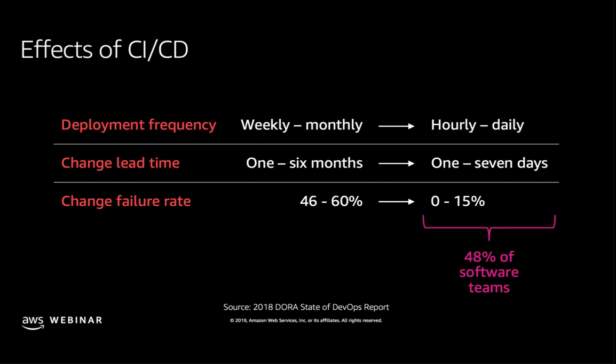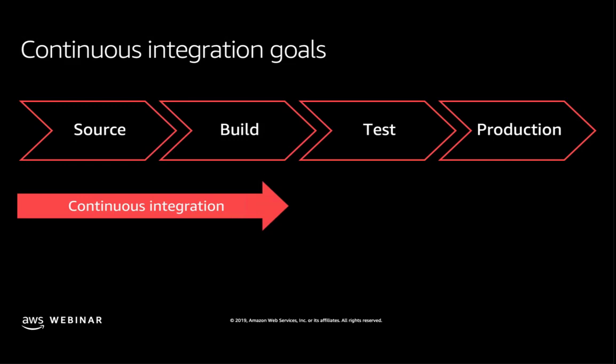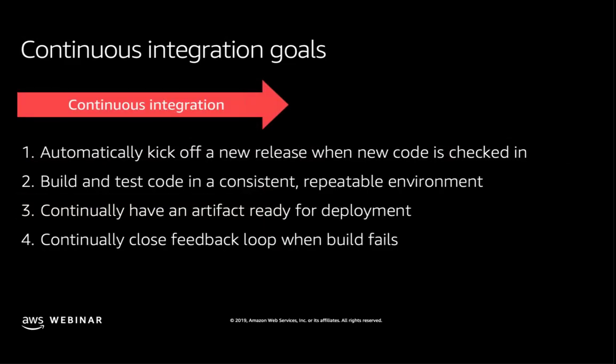So this is something that's real, that adds real value to you. So let's talk again about continuous integration. So what is continuous integration actually? Continuous integration means that you automatically kick off a new release when new code is checked in to the mainline branch of a repository. So you've got a Git repo, you've got your code in the mainline branch.